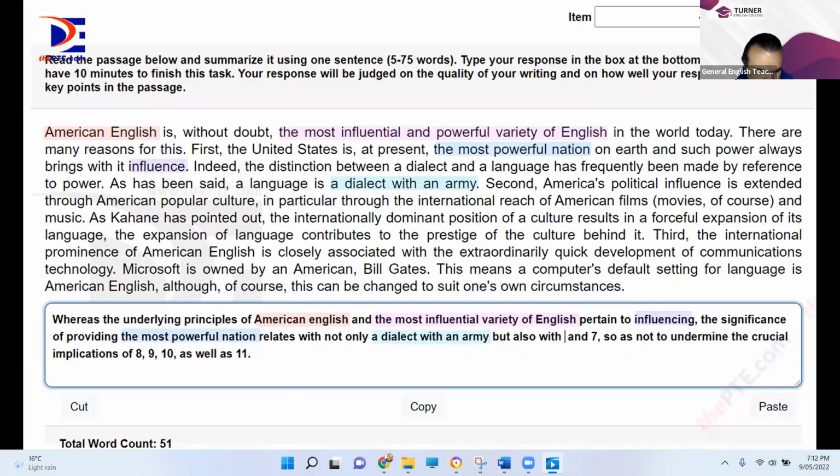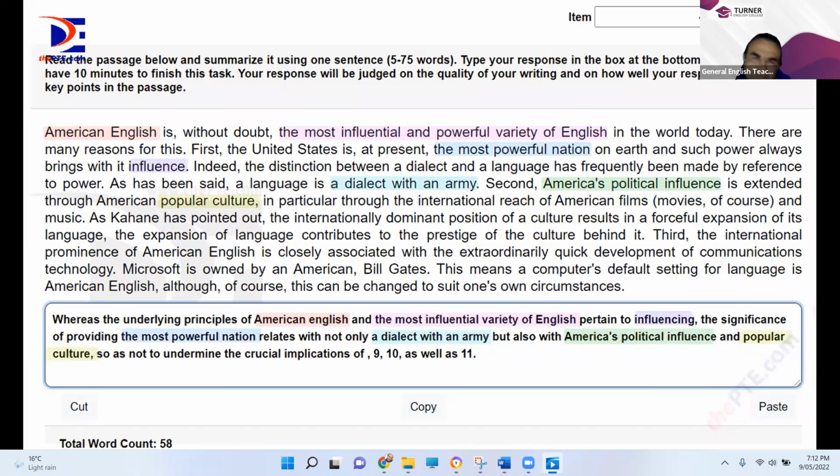In blank 6, I am going to use America's political influence, and I have used the word influence for the second time, which doesn't matter, even if both were of the same part of speech. Anyway, in blank number 7, popular culture will be a good choice, as it is one of the three main reasons for America's linguistic dominance in the world.